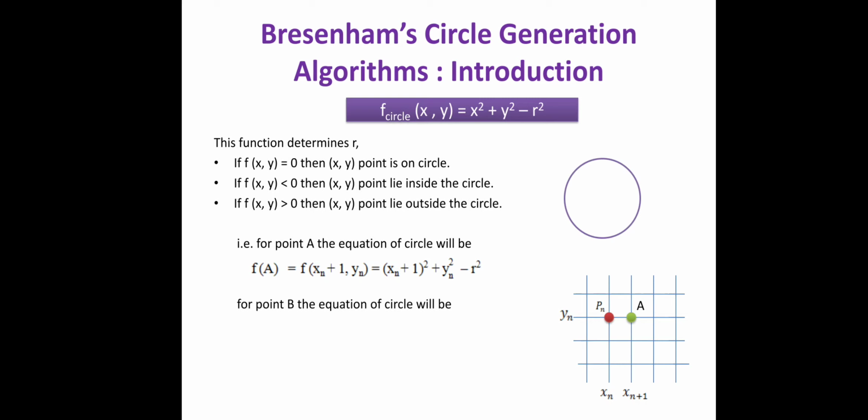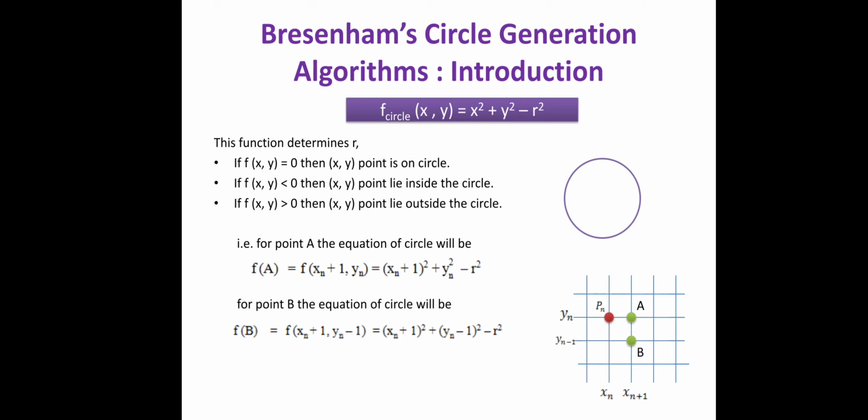Then for point B, what are the coordinates of point B? It is nothing but (xn+1, yn-1). So, I will put these coordinates into this equation and the equation becomes f of B, right. For point B, it becomes (xn+1) whole square plus (yn-1) whole square minus r square. So, these are the two equations for these 2 points.